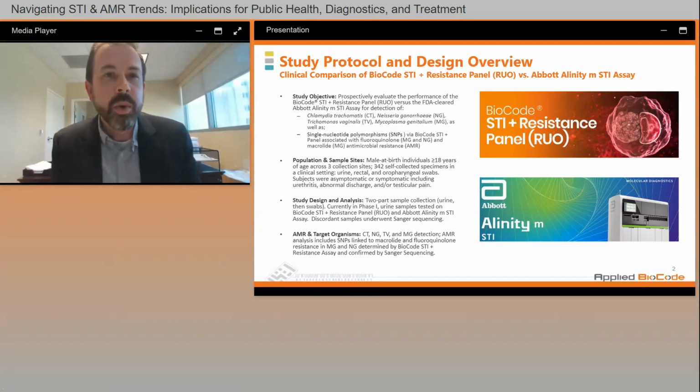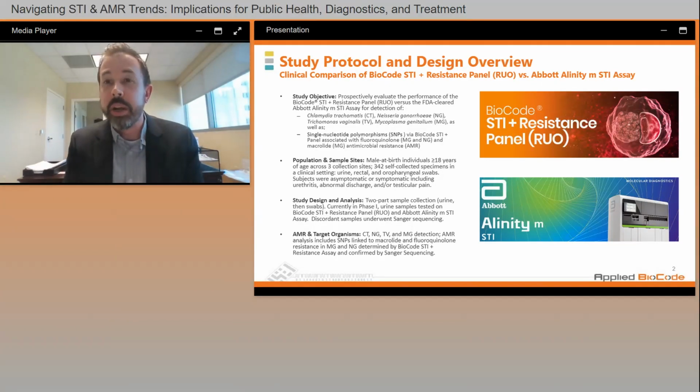Starting over, we're going to take a closer look at the ABC 101 study, which compares the Biocode STI Plus resistance panel and RUO panel to the Abbott Alinity M STI assay. The study's objective is to collect prospective samples to evaluate Biocode's performance in detecting Chlamydia trachomatis, Neisseria gonorrhoeae, Trichomonas vaginalis, and Mycoplasma genitalium, plus the antimicrobial resistance markers, specifically fluoroquinolone and macrolide SNPs in gonorrhea and Mycoplasma positive samples.